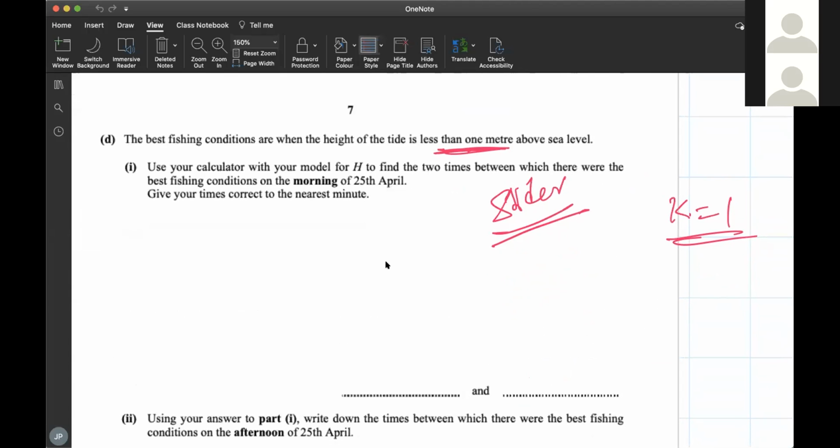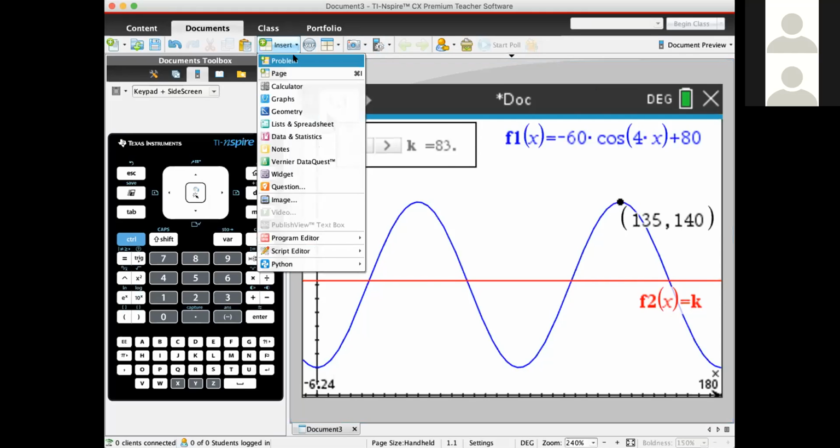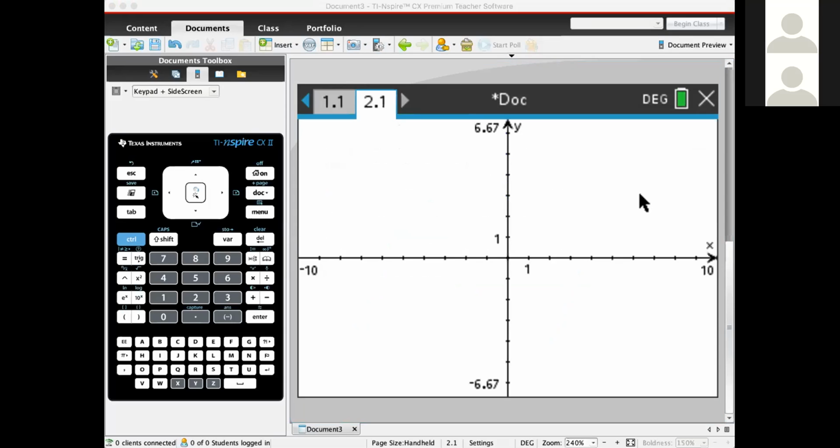So let's go back to our calculator. I'm going to share the calculator screen, and because it's a new problem, I'll add a new problem so it doesn't interfere with the earlier ones. I'm going to adjust the window settings. Always, boys and girls, remember to adjust the window settings, otherwise we get messed up. The window is 0 to 24 on the x-axis and 0 to 4 on the y-axis, with increments of 1.